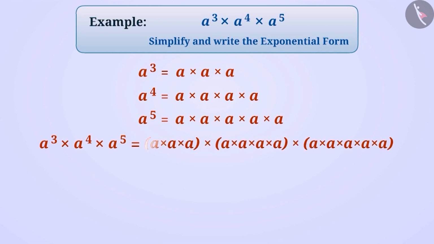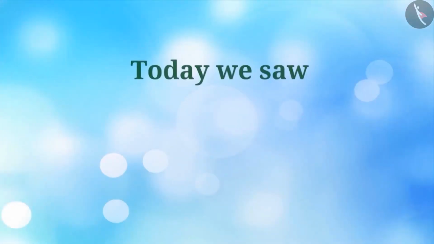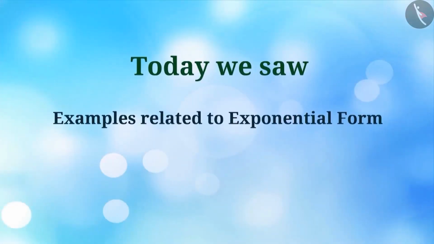Here we see that a has been multiplied by itself a total of 12 times. So we can write this as a raised to the power of 12. So we can say that a raised to the power of 3 multiplied by a raised to the power of 4 multiplied by a raised to the power of 5 is equal to a raised to the power of 12. Today we saw examples related to exponential form. In the next video, we will see some misconceptions and common mistakes related to this.